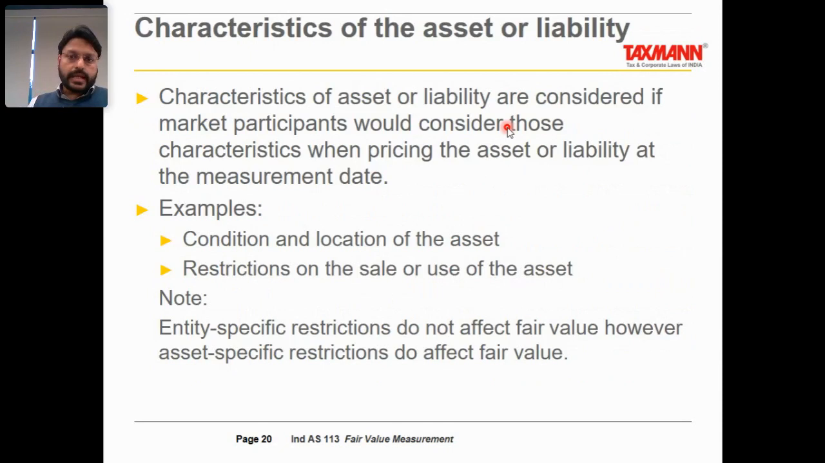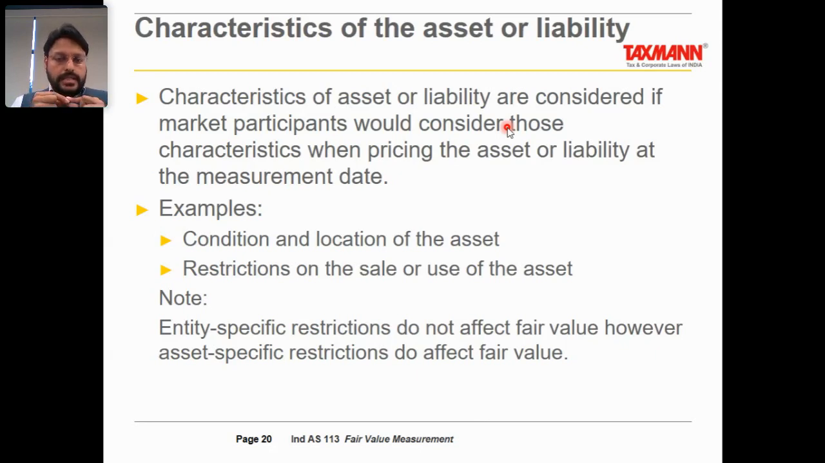Now, the next item is characteristics of the asset or liability. So when I am going to measure a fair value for a particular asset or liability, I need to understand what are the characteristics of that asset or liability which will be considered by the market participants for bidding the price for that. So condition and location of the asset, and restrictions on the sale or use of the asset, are certain examples of the characteristics of the asset or liability.